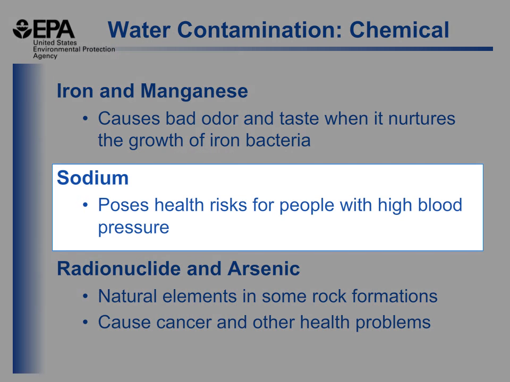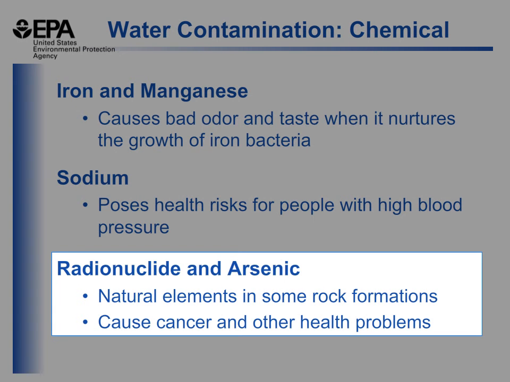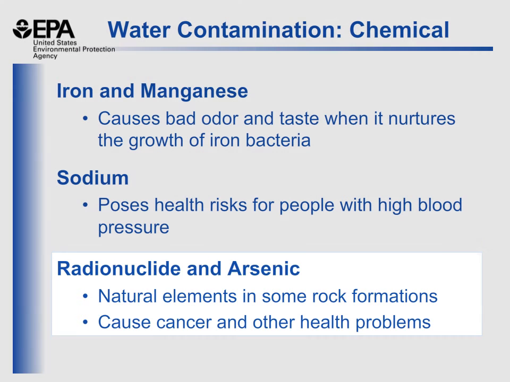Sodium poses a health risk for people with high blood pressure. Sodium can be naturally occurring within the environment, but is typically a result of road salting practices in winter months in areas where snow and ice needs to be treated on the road surface. And also, radionuclides and arsenic are natural elements that are found in some rock formations which can cause cancer and other health problems. Typically, a reverse osmosis or a membrane treatment process is needed to remove these radionuclides or arsenic from the drinking water system.